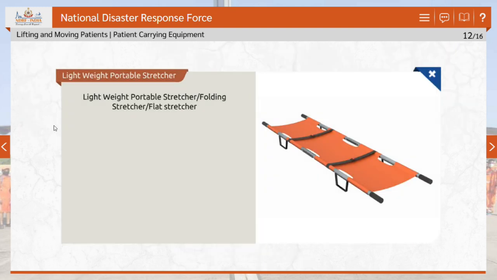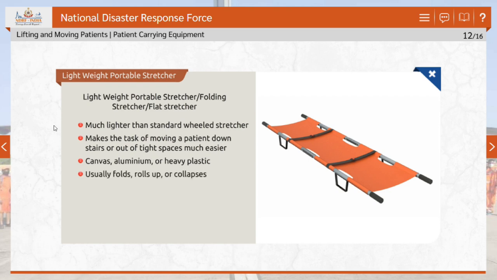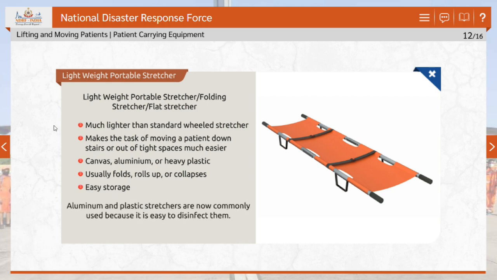The lightweight portable stretcher is also known as a folding or flat stretcher. It is much lighter than a standard wheeled stretcher and makes the task of moving a patient downstairs or out of tight spaces much easier. Portable stretchers may be canvas, aluminum, or heavy plastic, and they usually fold, roll up, or collapse for easy storage. Aluminum and plastic stretchers are now commonly used because it is easy to disinfect them.